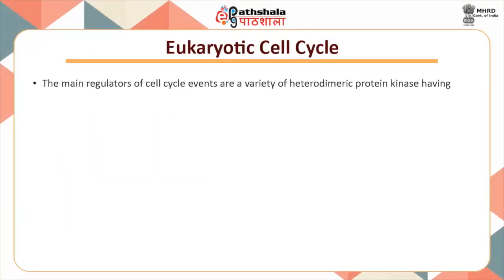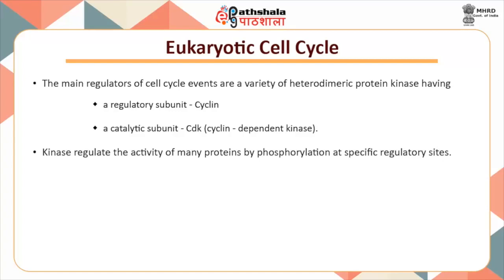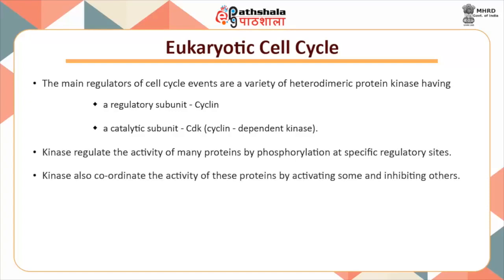A variety of heterodimeric protein kinases are involved in the cell cycle. They are key regulators of the cell cycle. These heterodimeric protein kinases include, number 1, cyclin, which is the regulatory subunit, and CDK, that is cyclin dependent kinase, which has the catalytic subunit. These proteins regulate the activity of many proteins by phosphorylation at specific regulatory sites. They can also coordinate the activity of these proteins involved in the cell cycle by activating some and inhibiting others.